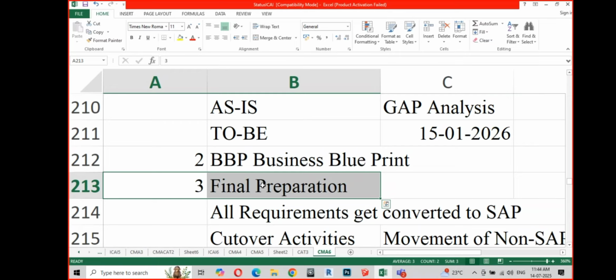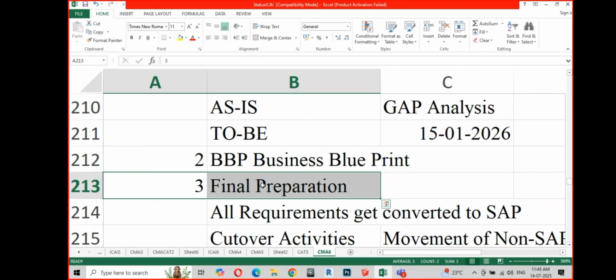Clear? Now, what modules do I implement? What should be the size of the team? What should be the hierarchy of the team? Should I have one project manager? Should I have one team lead? How many consultants should I have? Clear? How do I set the budget? What is the budget? Clear? All these things are discussed and the team is finalized.